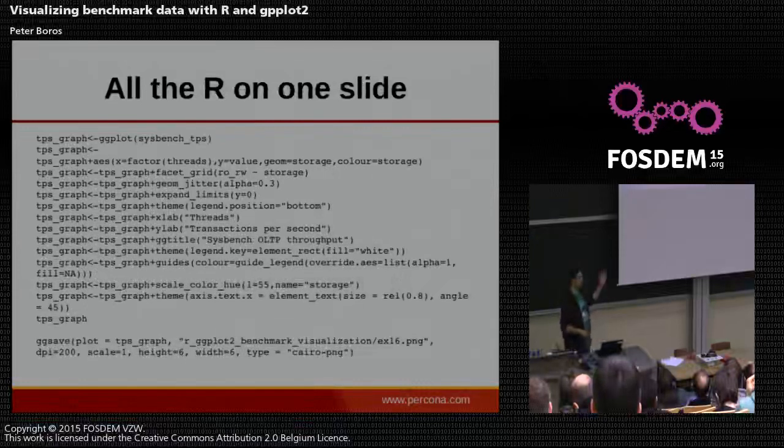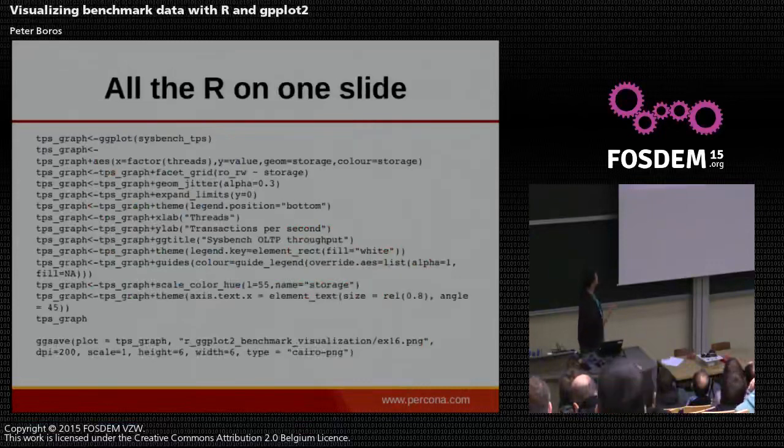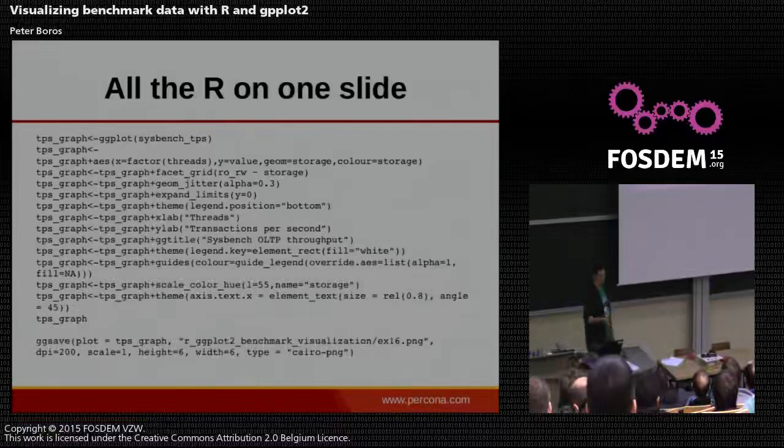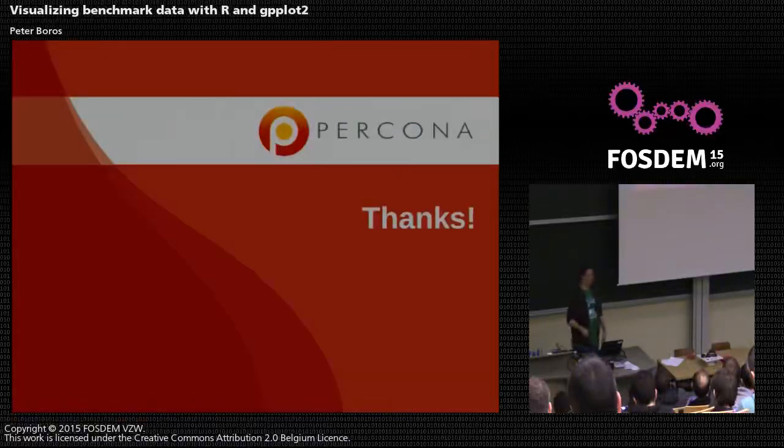Okay, all the R code on one slide. So actually, to generate that graph, the R code is this. It was just step by step. This goes to my GitHub repo, where all the examples are, and all the sample data as well. The sample data is from a recent benchmark, and the customer was kind enough that I could use it in this talk. And that's it. Thanks.